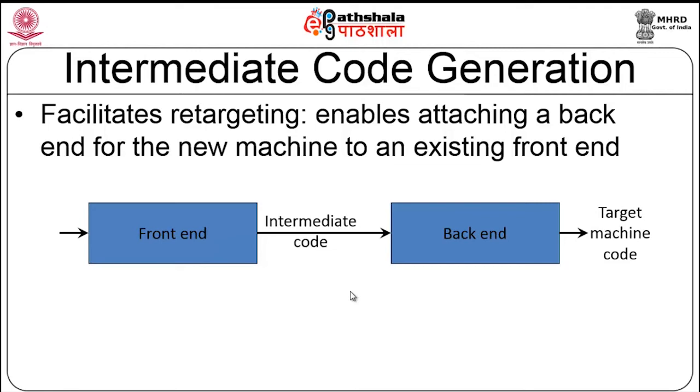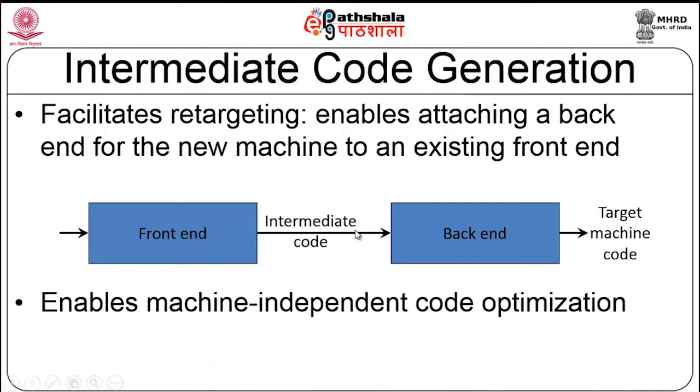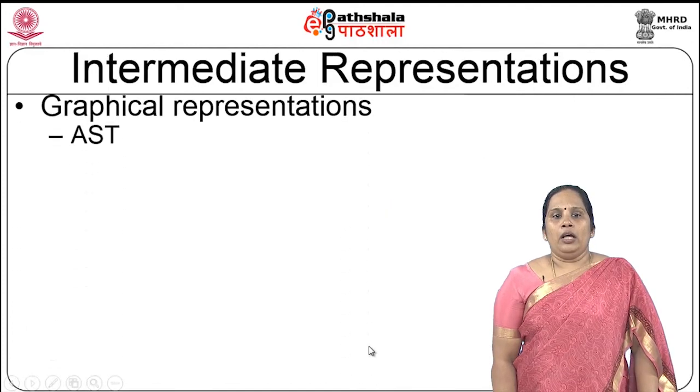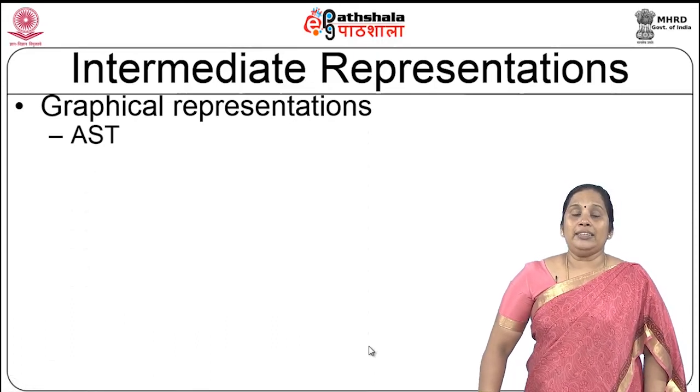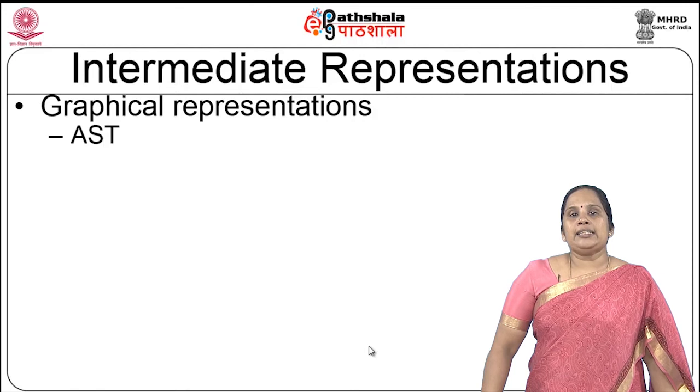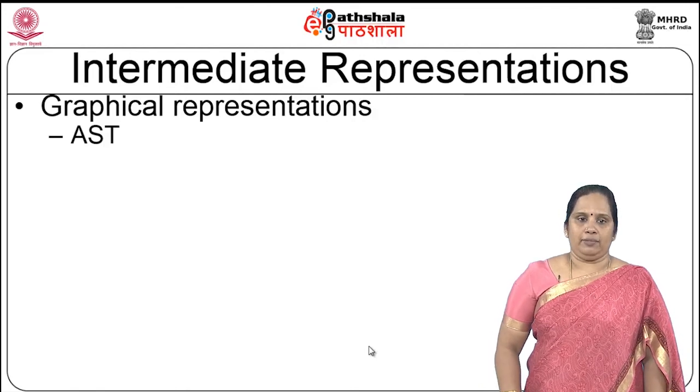So the intermediate code tries to convert this front end to what is required by the back end of the compiler. It enables machine independent code optimization also, that is the functionality of the intermediate code generator. Now there are various representations. This is what your syntax directed translator actually does.